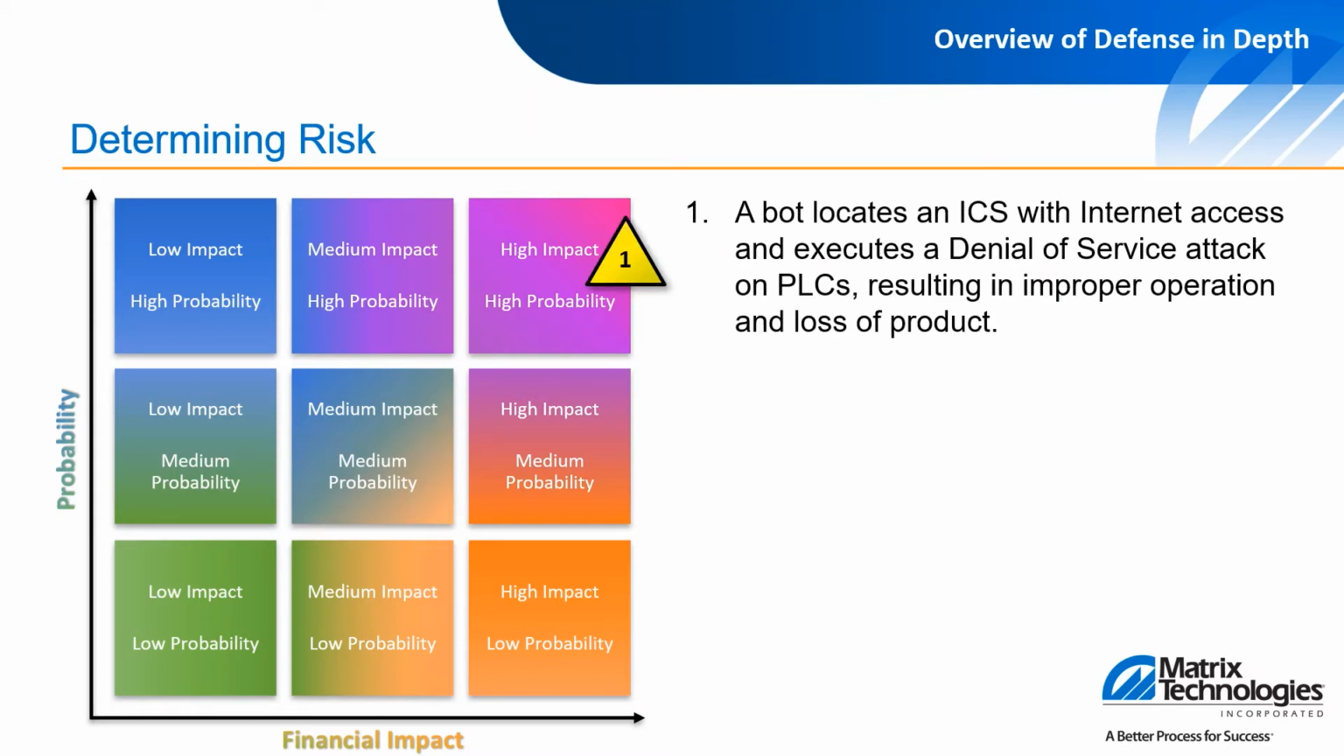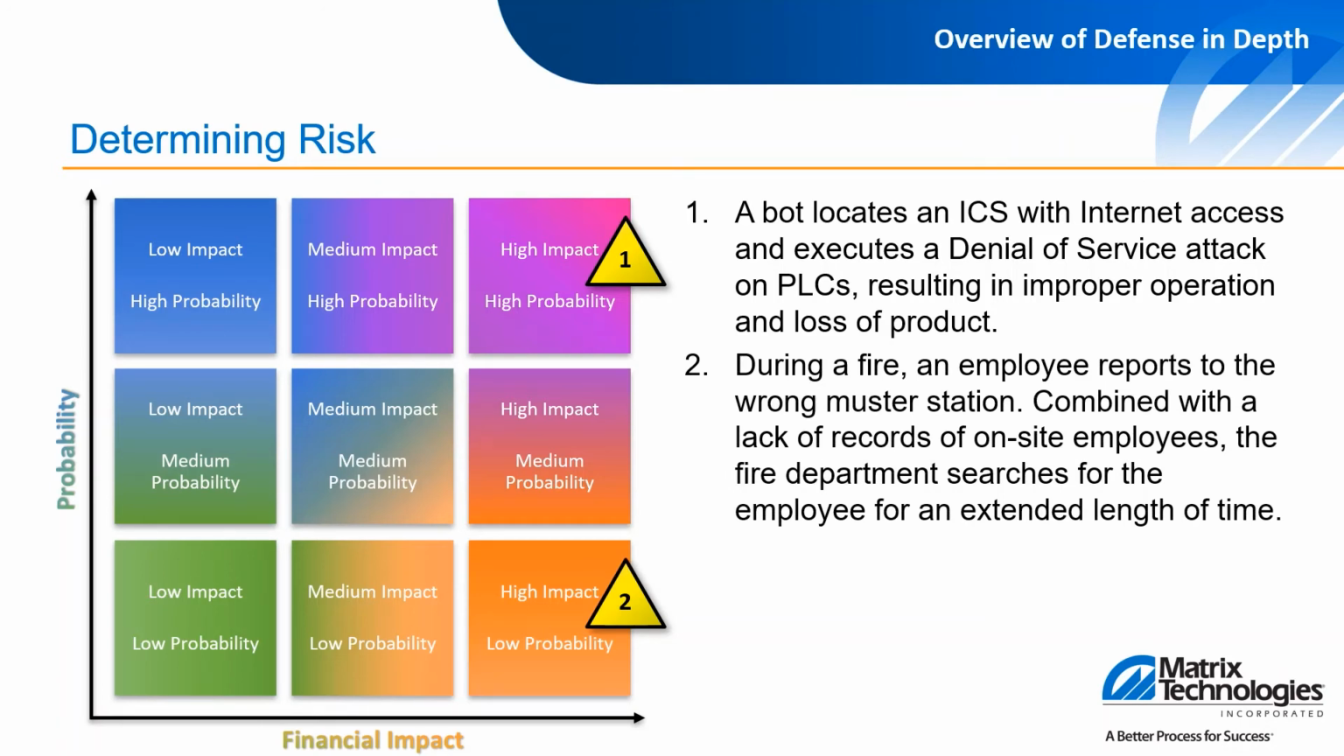Let's say there's a distributed botnet on the internet. It crawls for vulnerabilities and it discovers an industrial control system that has unprotected internet access. The botnet begins sending massive amounts of requests to PLCs on the ICS, whose network buffers become so full they can't properly operate.